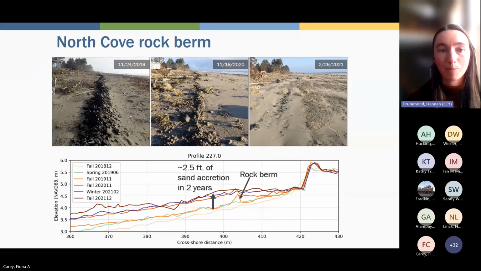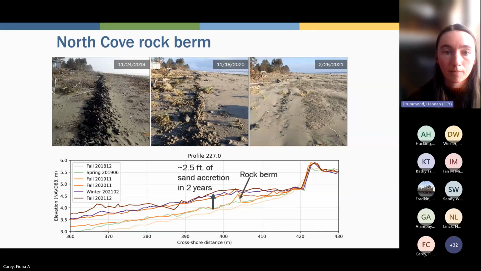But I just basically want to point out that in 2019, that picture on the left, there was a cobble berm constructed on the mid-beach. You can see that on the orange beach elevation profile. And then over the course of 2 years, by 2021, there was about 2.5 feet of sand accretion right in front of that rock berm.